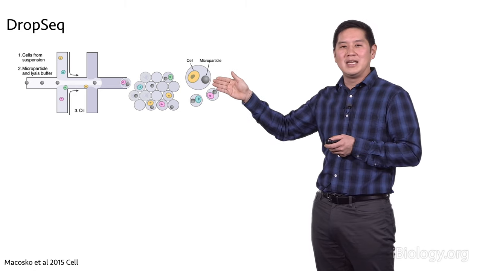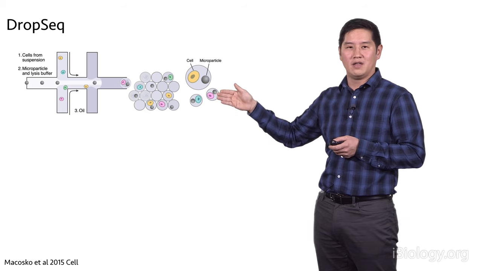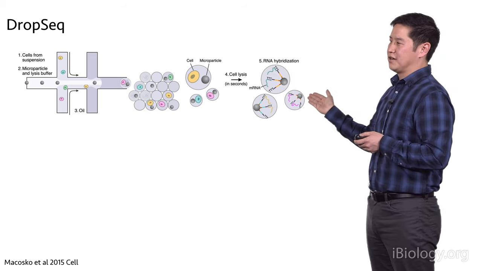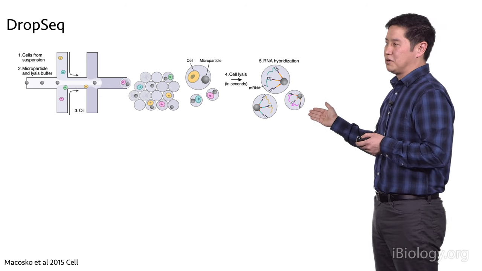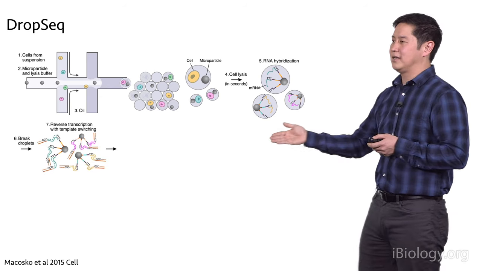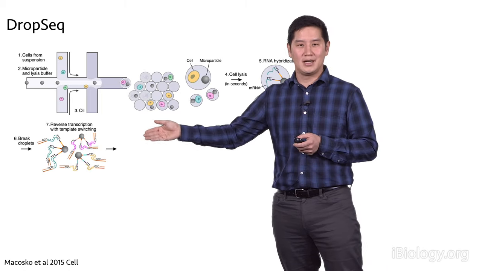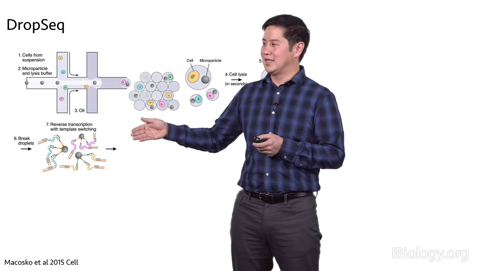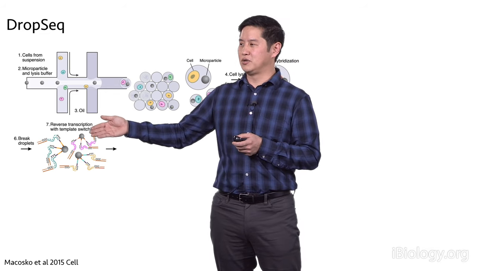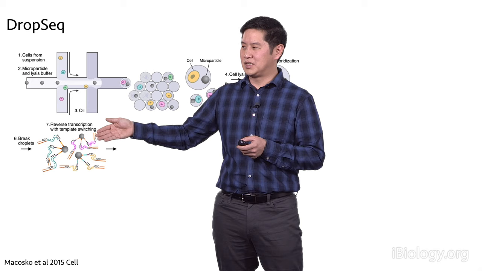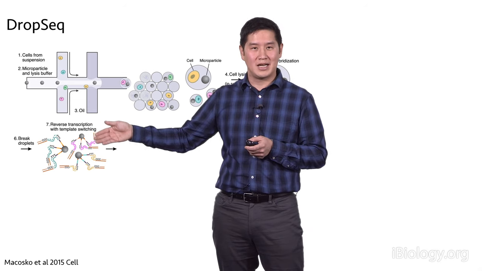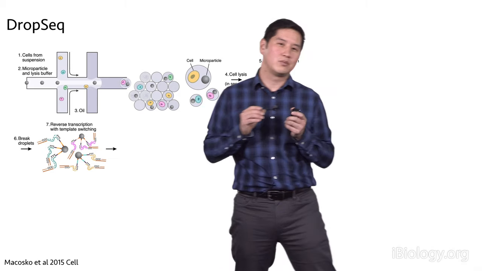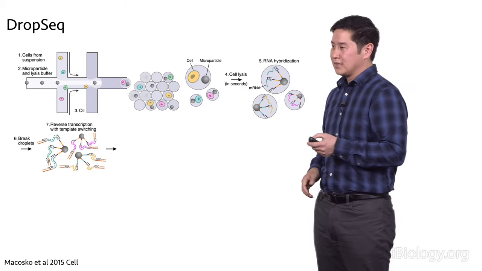And again, each of these beads has a different barcode from all of the other beads. And so what happens is you get capture of the RNA onto the beads. After that, you pull the beads out of the solution, and you do a reverse transcription reaction, again with this template switching process. And at this point, all the contents of each cell are stuck to one bead. And all of those cDNAs have the same barcode because they're attached to the same bead. And again, that bead has many oligo dTs with that same barcode on there.